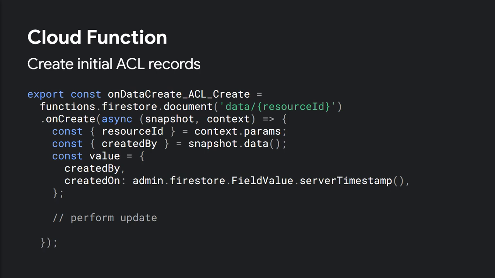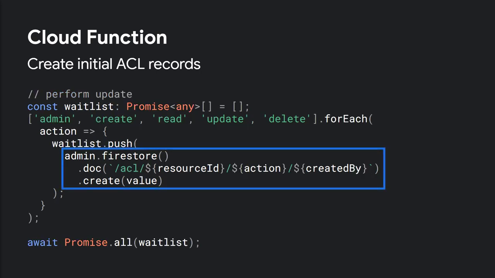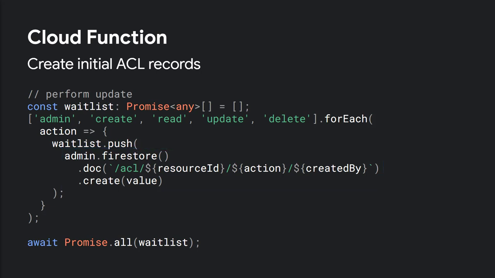This is the first half of the Cloud Function used to generate the ACL records when a resource is created. The UID of the user who created the record is taken as the created by property from the data itself, which we can do because the rules that we just looked at enforce that this is in fact the authenticated user. Using the admin SDK, we create an ACL record on the resource, granting each action to the creating user.